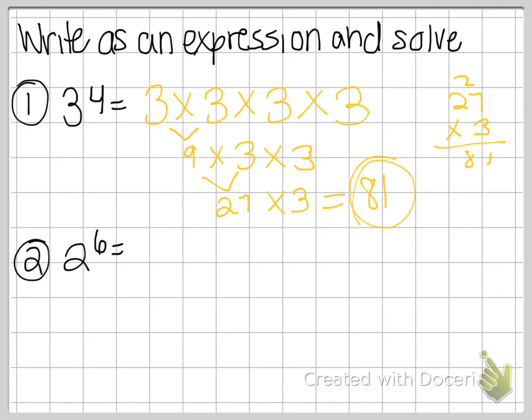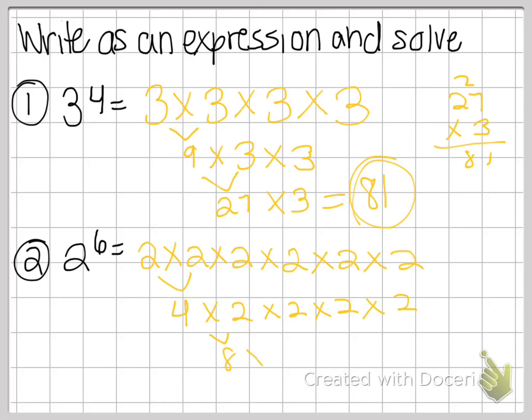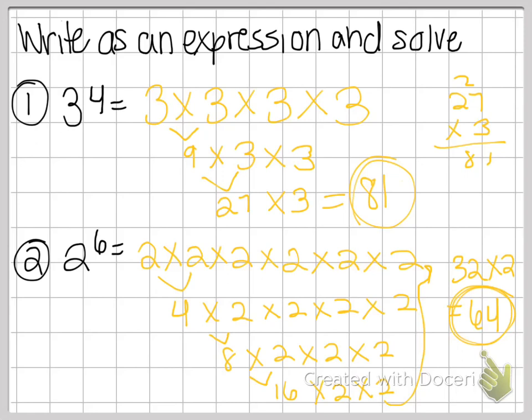So again with number 2, 2 to the 6th power is the same as multiplying 2 times itself 6 times. 1, 2, 3, 4, 5, 6. All right. 2 times 2 is 4, times 2, times 2, times 2, times 2. We get 8. Oops, 16, running out of room. 16 times 2 is 32, and 32 times 2 equals 64. So 2 to the 6th power equals 64.